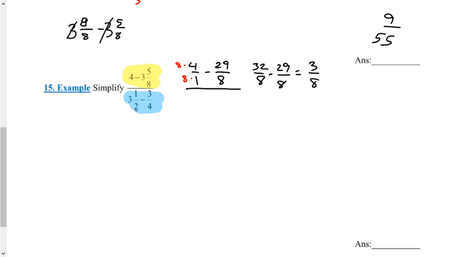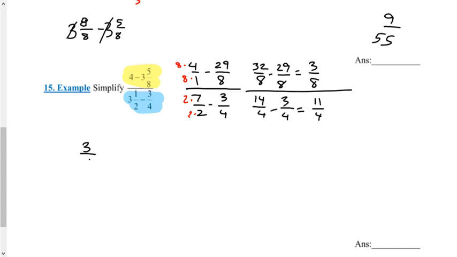Down here, this will be 6 plus 1 makes 7 halves. And this is 3/4. We got to get common denominators, so we'll multiply this by 2 over 2. And I get 14/4 minus 3/4 is 11/4. So 3/8 divided by 11/4. Now, that means that we're going to take 3/8 times 4/11.